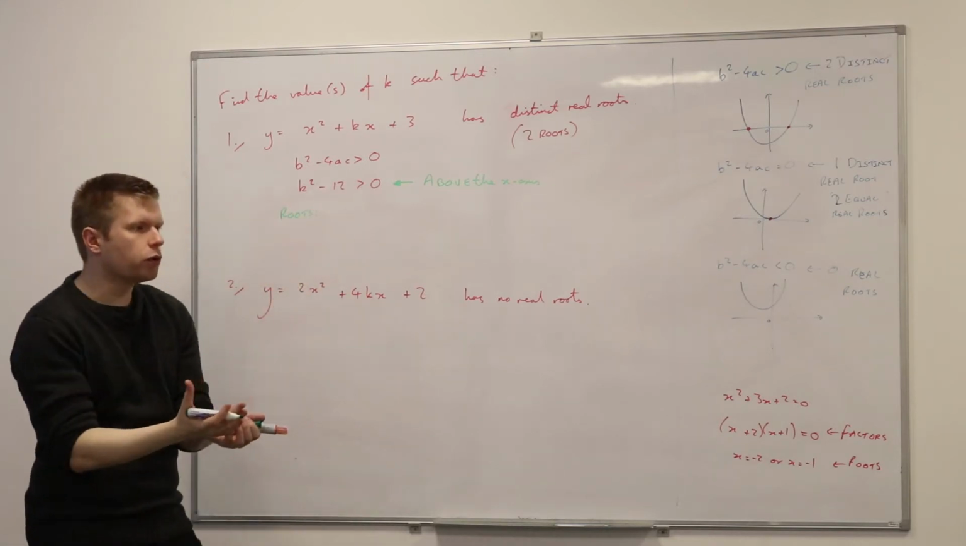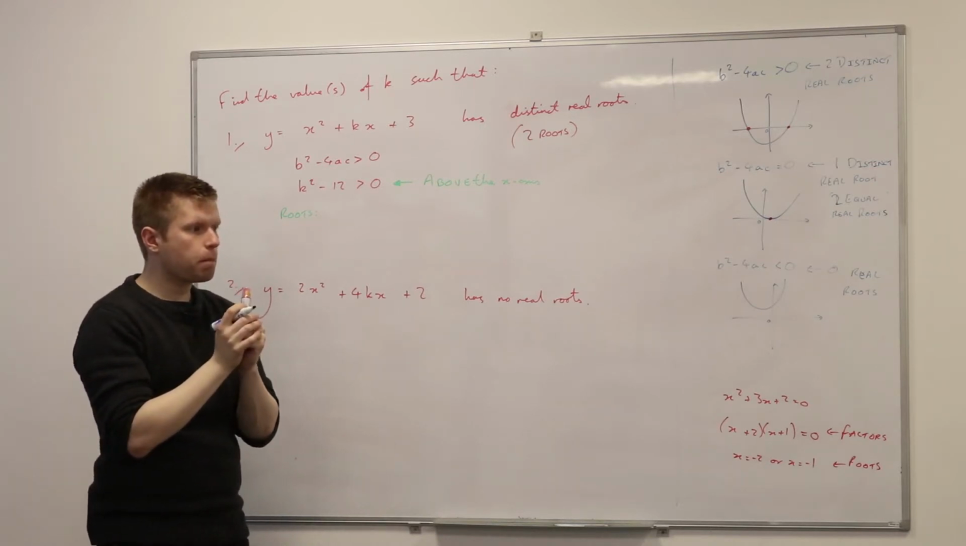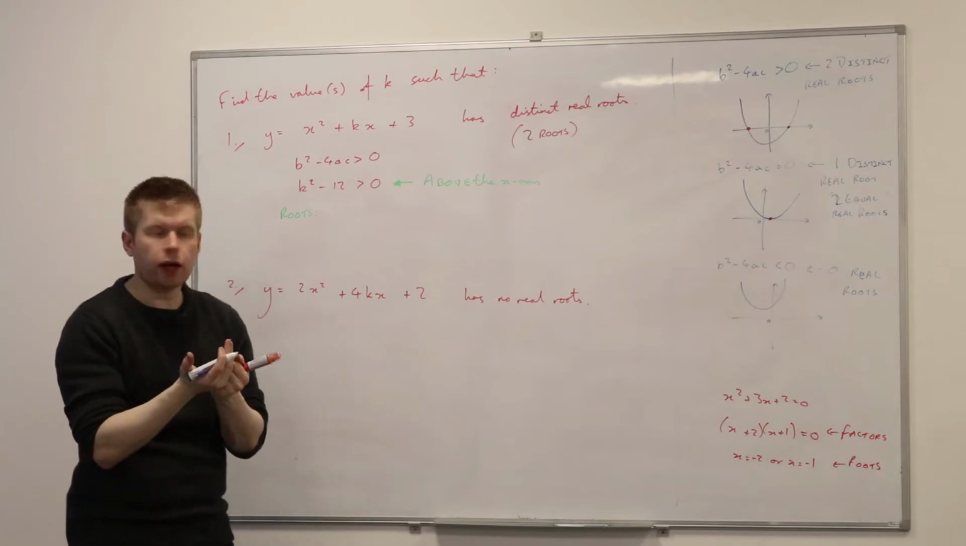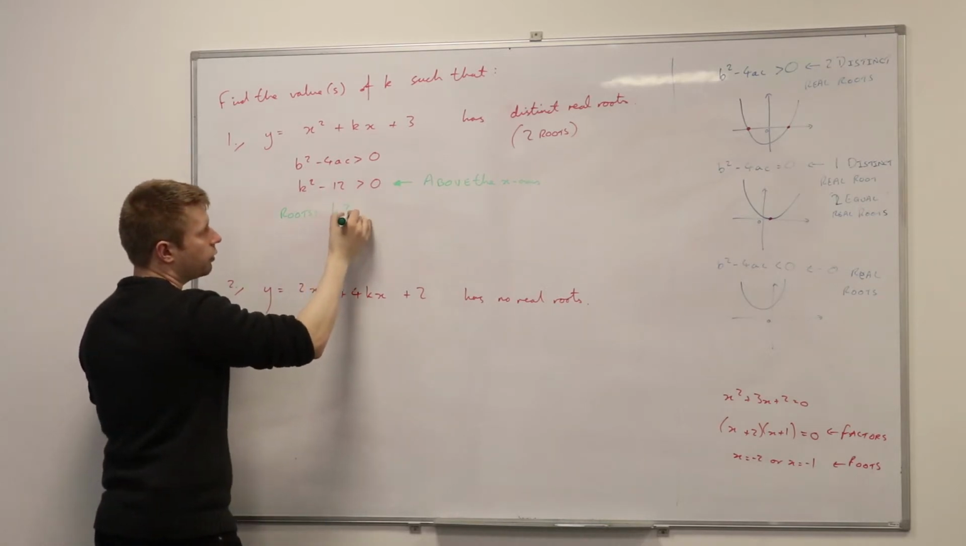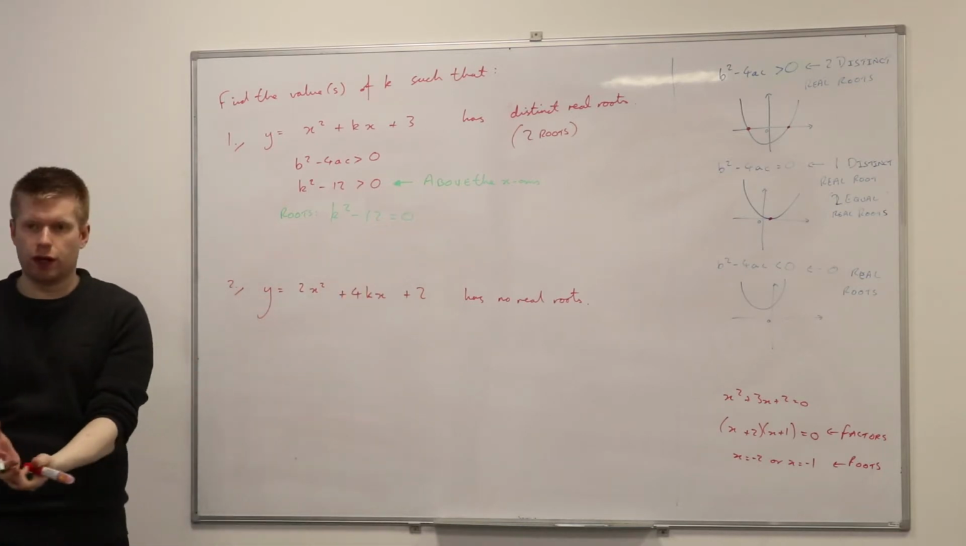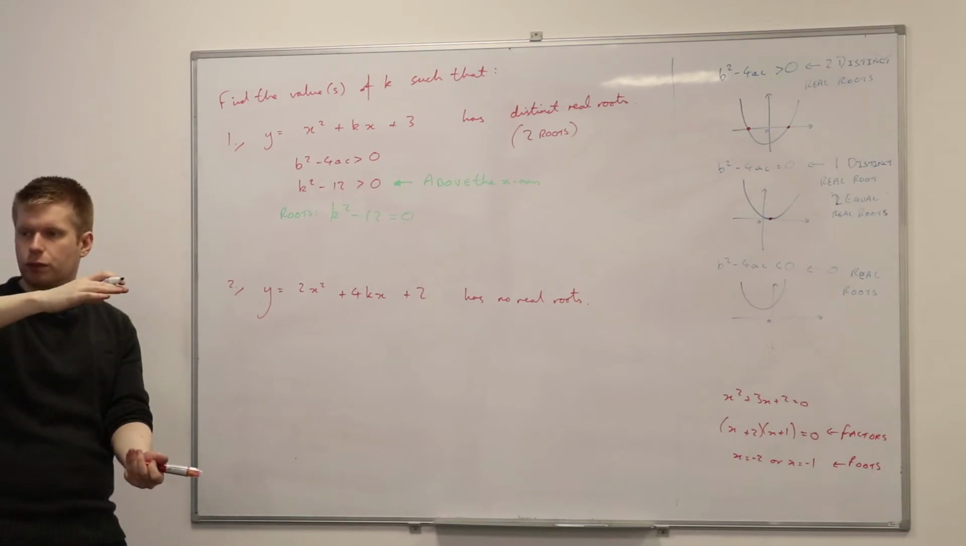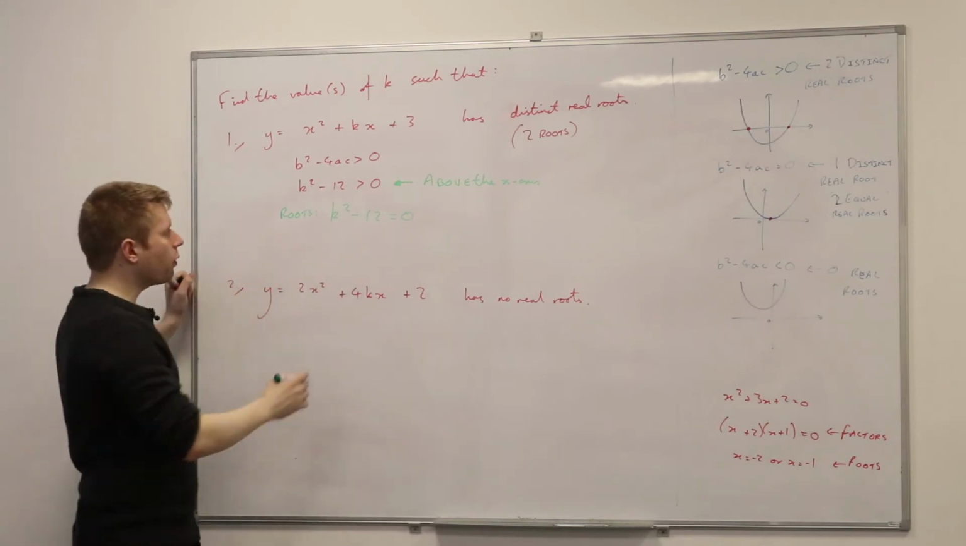So how am I going to find the roots of this quadratic? What do I do to find the roots of any quadratic? What do I set it equal to? I always set it equal to 0, right? So k squared minus 12 has got to be equal to 0 in order to find the roots. I need to find the points where it goes from above to below the axis. I need to find the crossing points. So therefore, where are the roots going to be?